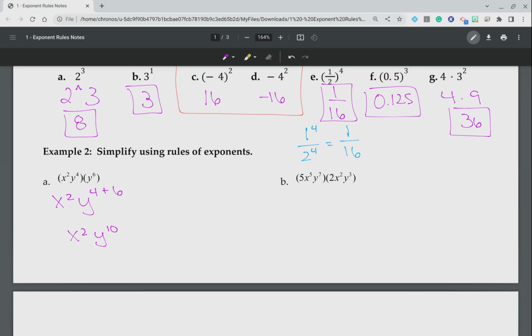All right, the next one, notice we have some coefficients there. Now this is super, super important because we get so in the rhythm of adding our exponents together. People are like, oh, so I'm going to do 5 plus 2. But ultimately, we are still multiplying here. So we're doing 5 times 2, which is 10. And then x is to the 5th power, and we have to add to the 2nd power to that. And then y is to the 7th power, and we're going to add the 3rd power to that. So my final answer here would be 10x to the 7th, y to the 10th.